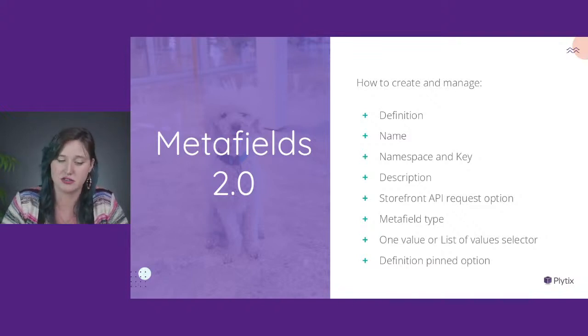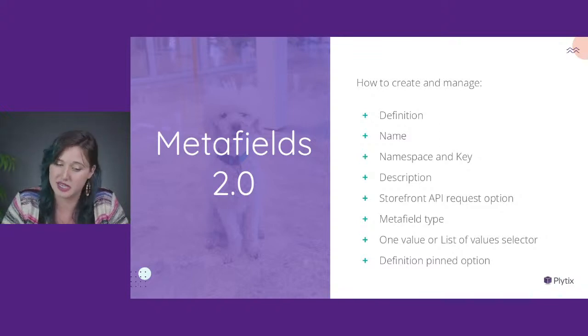Next, you'll need a description. It's optional, but it's a good idea because it can help you and other users of your store understand what a particular metafield is about. Next, we have the storefront API request option, and enabling this option will give read access to apps, storefronts, or anything using the storefront API.